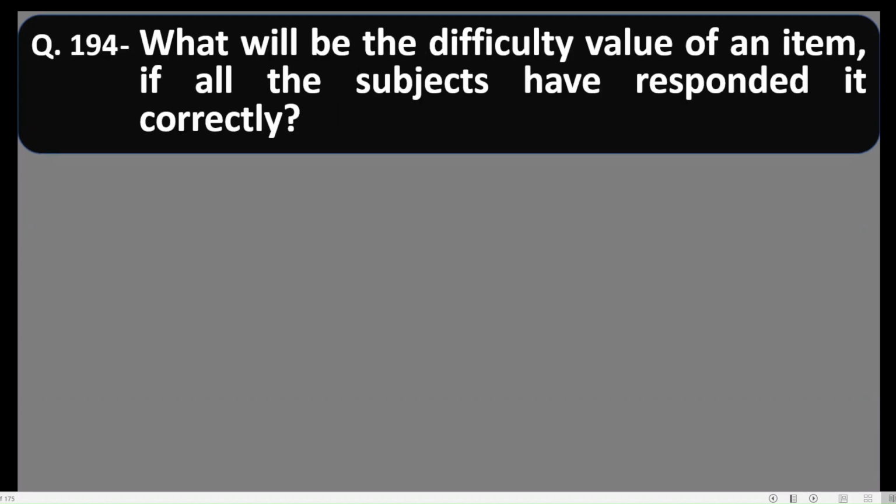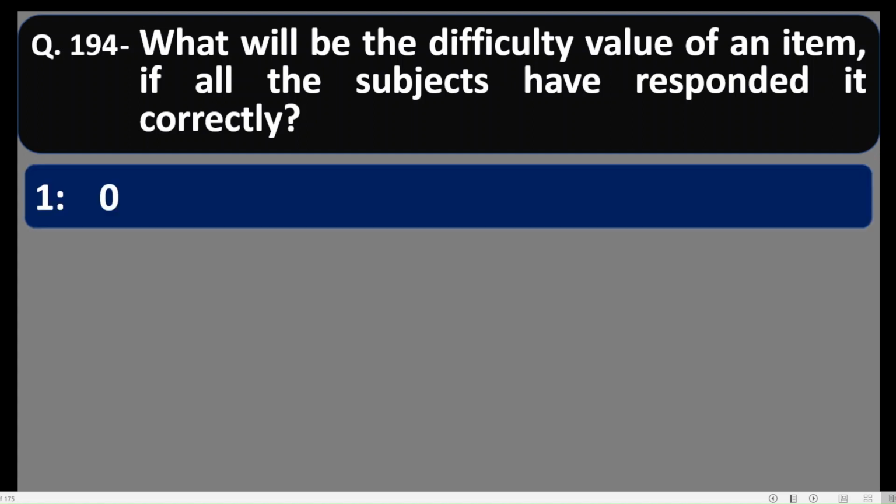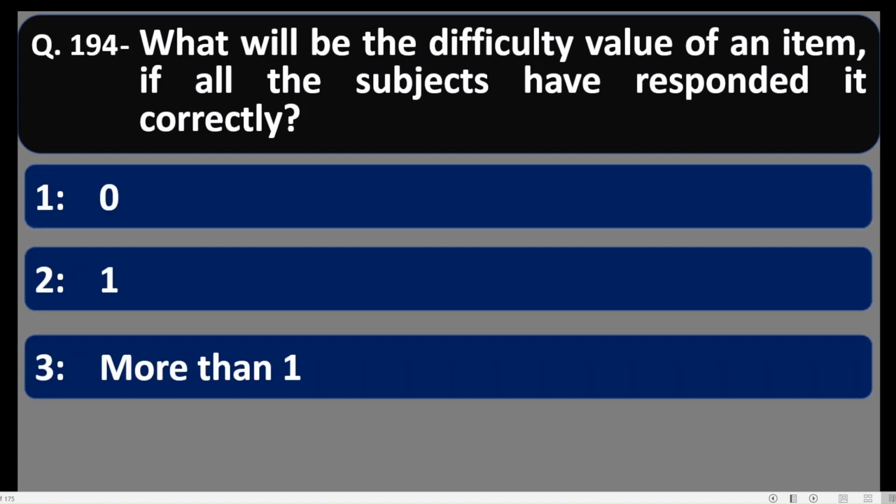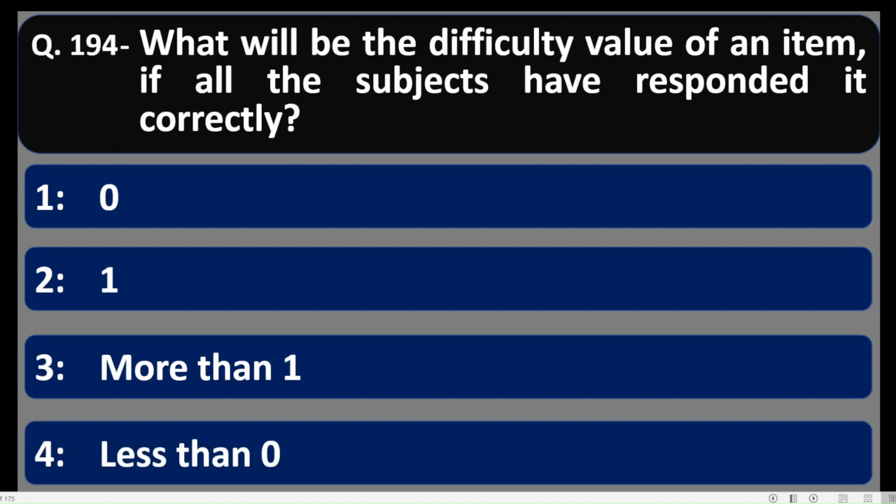Question 194. What will be the difficulty value of an item if all the subjects have responded to it correctly? Difficulty value in item analysis. If all the subjects have responded to a particular item correctly, then what will be the difficulty value? 0, 1, more than 1, less than 0. Friends, if all the subjects have responded correctly to a particular item, then its difficulty value will be only 1. So option number 2 is correct.